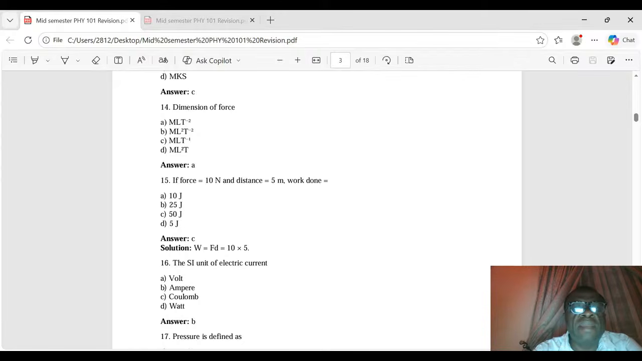And question 14. Dimension of force is: A. MLT raised to power minus 2. B. ML square T raised to power minus 2. C. MLT raised to power minus 1. And D. ML square T. What is force? Mass times acceleration. M stands for mass. Acceleration is meters per second square, and meter is length. Per means division, so that will be L divided by T square. Taking the inverse will be MLT raised to power minus 2. And A is the correct answer.